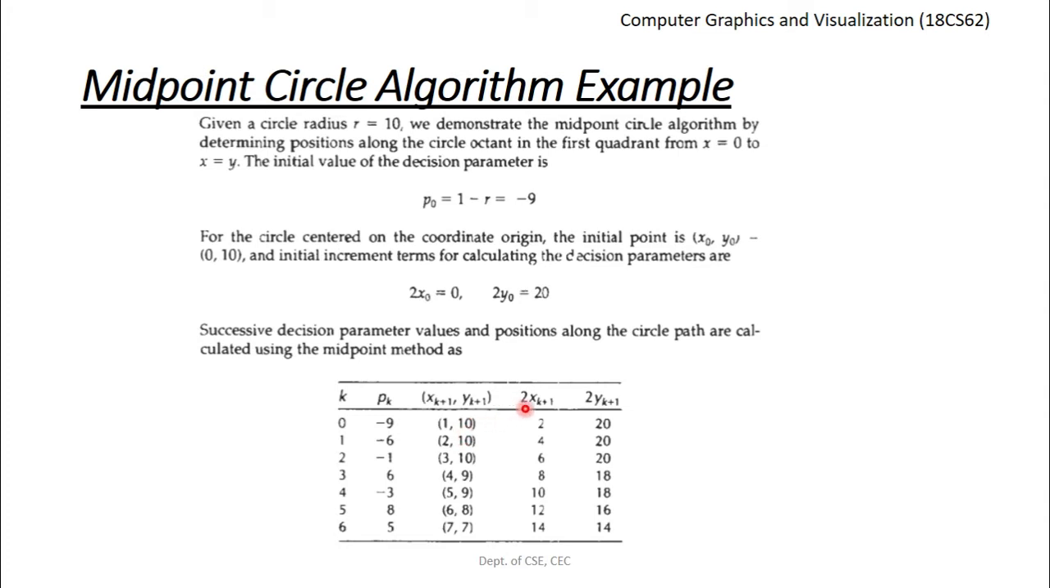So what is the value of 2xk plus 1? 2 into 1 will be 2. 2 into 10 will give us a value of 20. So that is the first step.